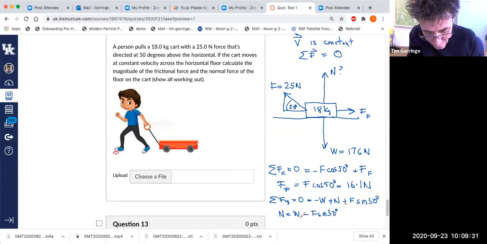And since we know the weight, 176 newtons, we know the pull is 25 newtons, and we know this angle, if you fill in all those numbers, I got 160.0 newtons for the normal force. It is not 176 newtons because the pull on the cart is helping support the cart against gravity.